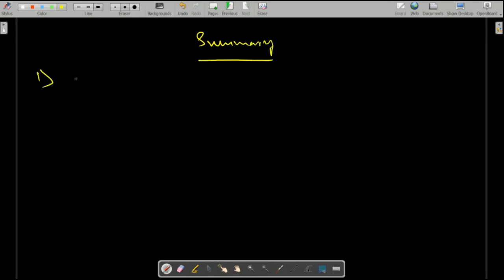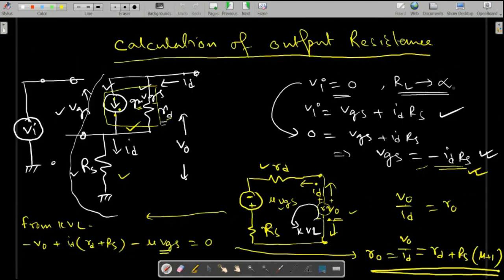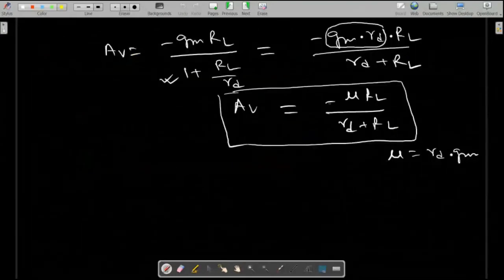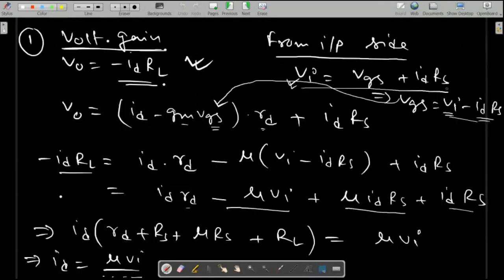So if you check the common source or CS configuration, the value of voltage gain we are getting is greater than one, and it is negative. Negative means there is a 180 degree phase difference. Whenever the gain is negative, there is a phase change of 180 degrees. So you can check the common source amplifier, the gain expression has a minus sign, which indicates the phase difference between input and output, that is 180 degrees.